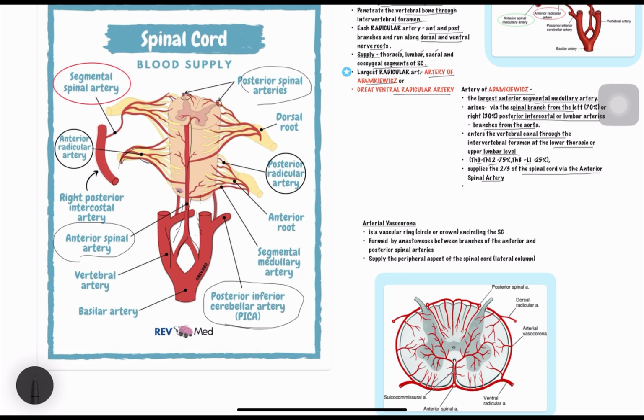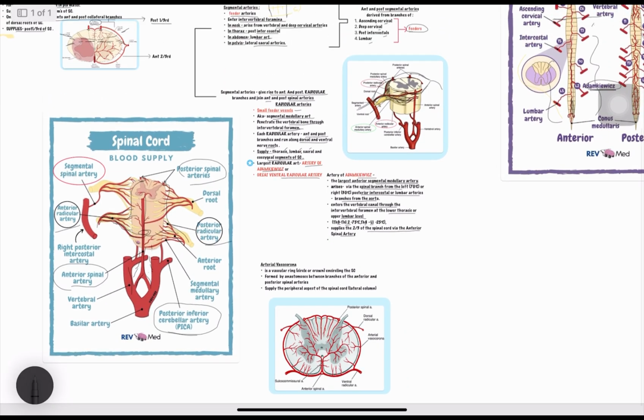which are known to reinforce the blood in the anterior spinal artery and the posterior spinal artery. These segmental arteries also give off the radicular arteries, anterior and posterior. The anterior radicular artery reinforces the blood in the anterior spinal artery, and the posterior radicular artery is responsible for reinforcing blood in the posterior spinal artery on the other side. And the largest reinforcer is the great ventral radicular artery.